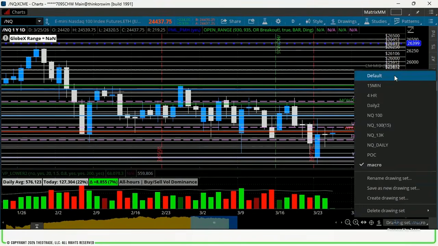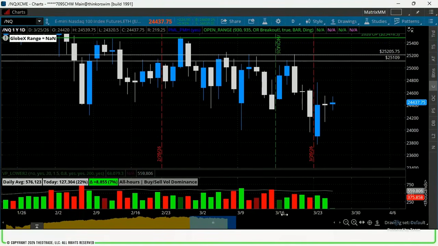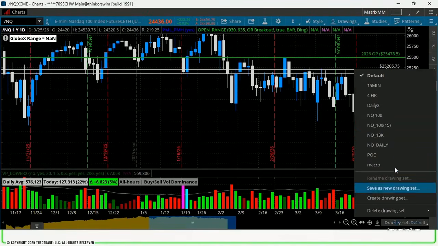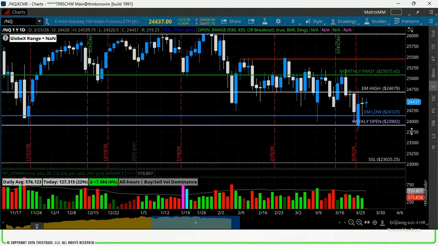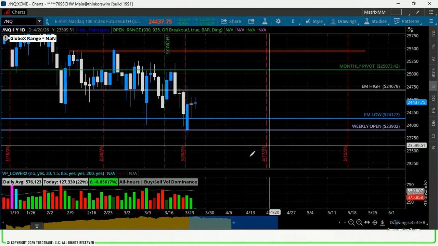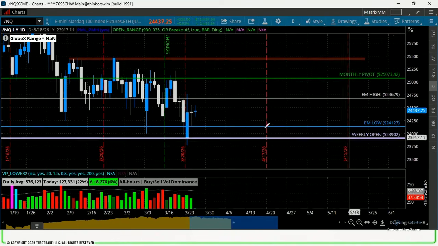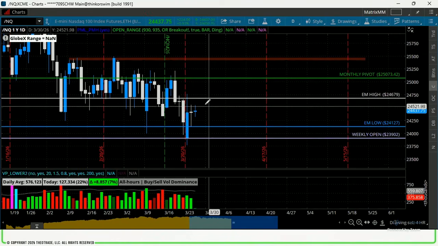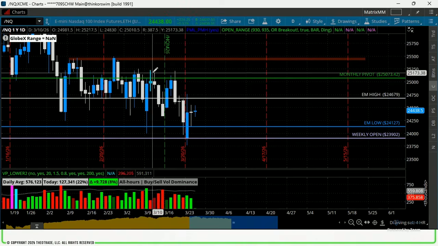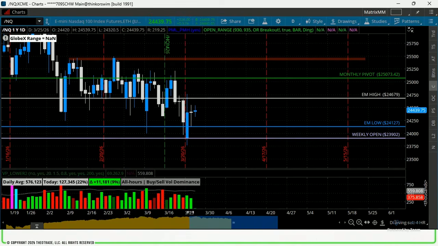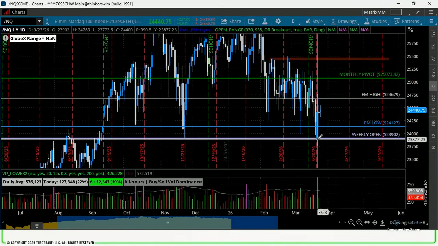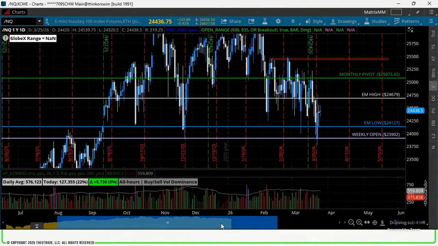So let me get rid of all this stuff. Okay, so here's our daily chart for NQ. Hang with me. My weekly pivot has disappeared. And basically, it's really not even that defined here. It's just, this thing is just still in this big box right here. And it's holding on by a thread, in my opinion.